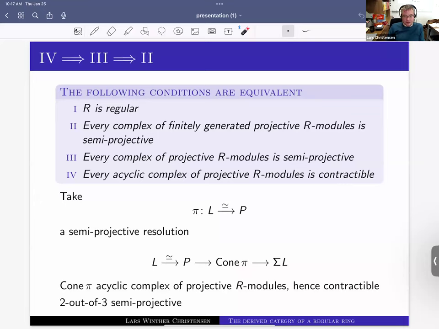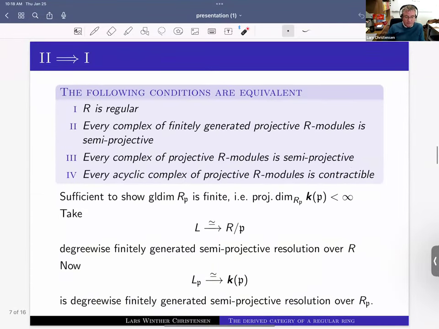And remember, as I said, a contractible complex of projective modules is a simple example of a semi-projective complex. So that means that in this triangle, this thing here is now semi-projective, and the L was semi-projective, and then there's a 2 out of 3 property for semi-projectivity that allows us to conclude that the complex P that we started with was semi-projective. And of course, that 3 implies 2 is a triviality. So this has nothing to do with commutative algebra. It's standard homological algebra.